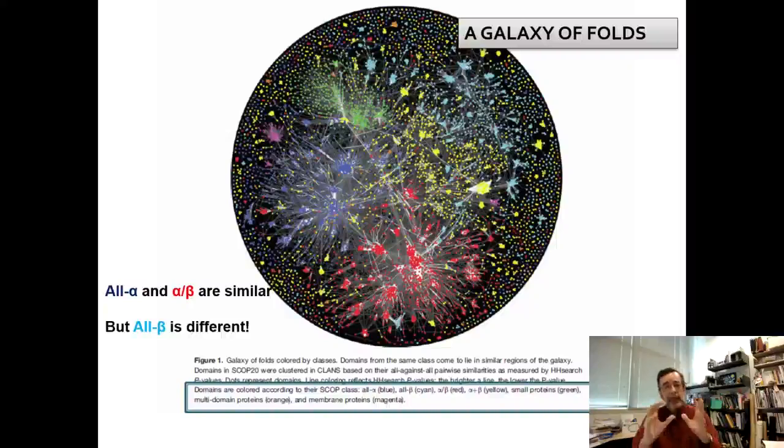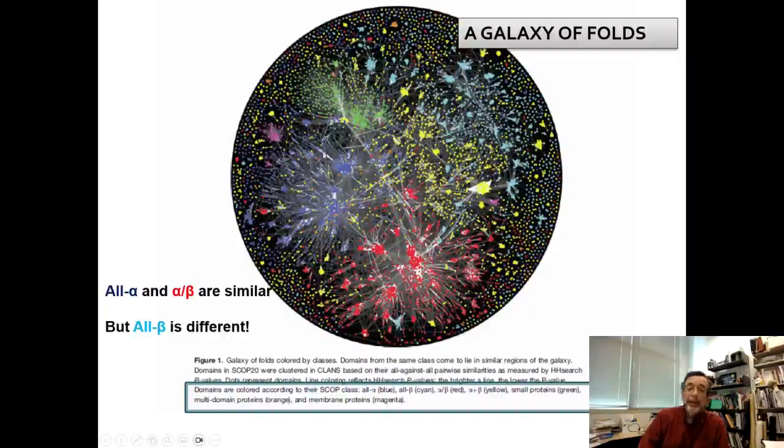So if it's close together, the computer thought it was close together. Then we turned on the colors. We colored them according to the human categories, where if the humans had said that it was all alpha, we would color it blue. If the humans said it was all beta, we'd color it cyan. And look at this. The computer and the humans agree.